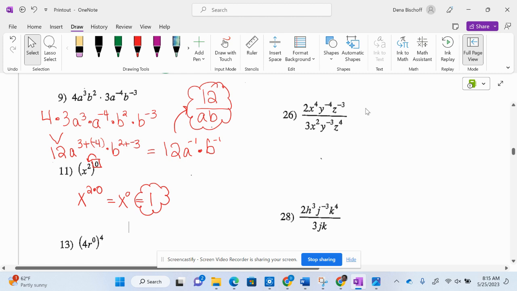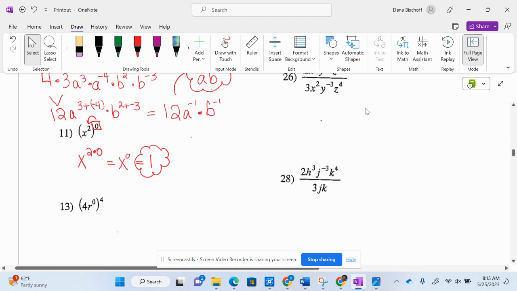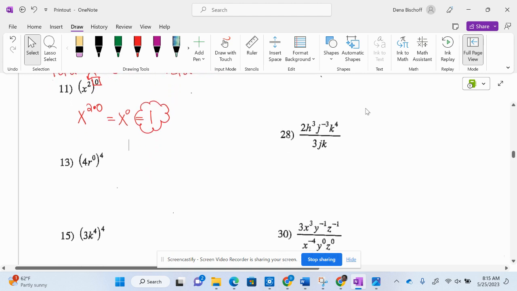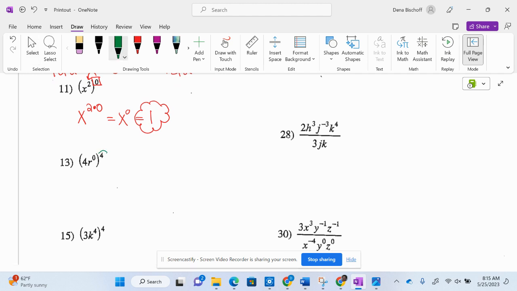So number 13 is trying to trick you after doing number 11. Don't let it work. Don't let that happen to you. So remember that this on the outside gets distributed to each power on the inside. So what should I do to the 4? Give it a 1. Yeah, this is 4 to the first power. So 4 to the first power and r to the 0 power. So I'm going to multiply. So I really have 4 to the 1 times 4 power and r to the 0 times 4 power.